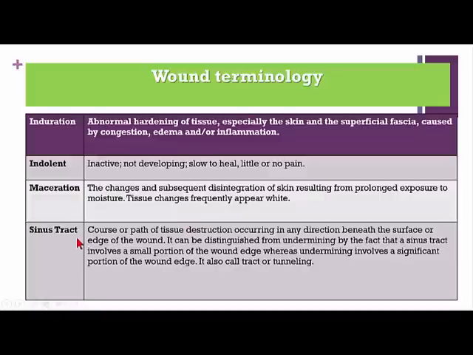Let's see the sinus tract. It is the course or path of tissue destruction occurring in any direction beneath the surface or edge of the wound. It can be distinguished from undermining by the fact that a sinus tract involves a small portion of the wound, whereas undermining involves a significant or large portion of the wound edge. It is also called a tract or tunneling.